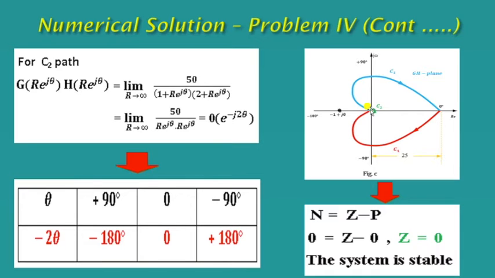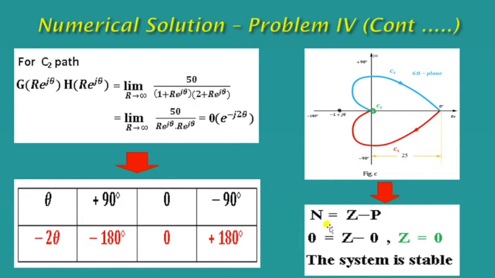So the starting of C3 and the ending of C2 are the same point. This is the C3 path, a mirrored image of the C1 path. And this is the starting of C2 and ending of C3, always the same. So we get a closed contour. So C1, C2 and C3 in the S plane can be mapped into the GSHS plane.